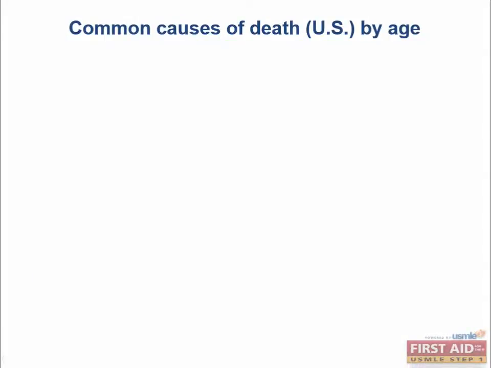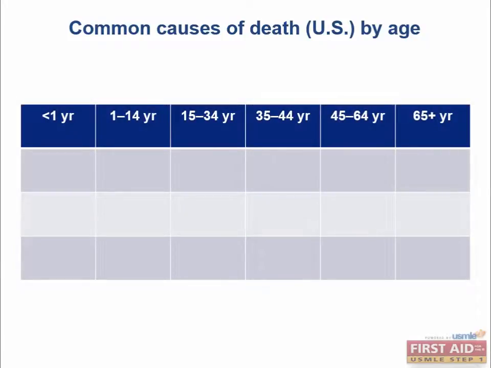Spoiler alert, it turns out everyone dies eventually. Thanks to epidemiology, we know what's most likely to get people based on their age. This may come up on your Step 1 exam in the context of a fairly vague question. For example, someone is found dead on the street, brought in by ambulance, and the only detail you'll get is the estimated age. Then Step 1 will ask, what is the most likely cause of death? So let's go through this table and talk about the patterns within it.